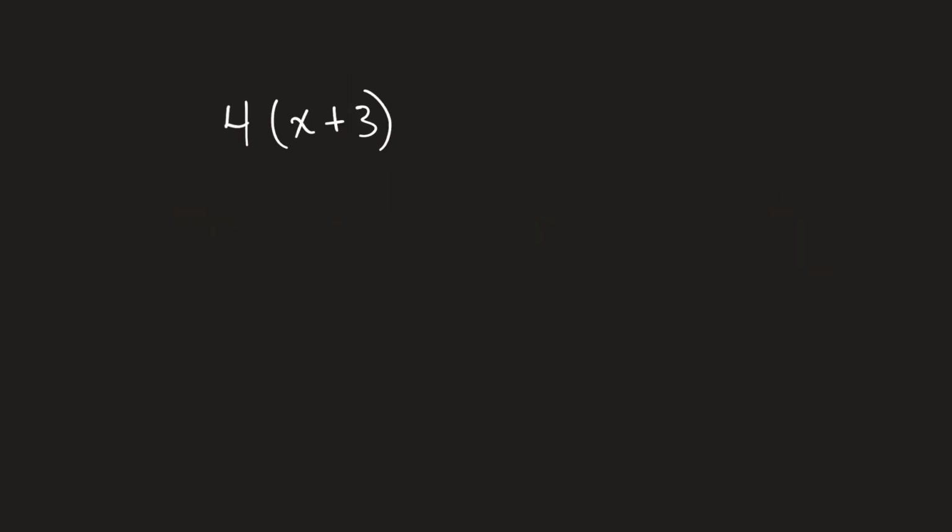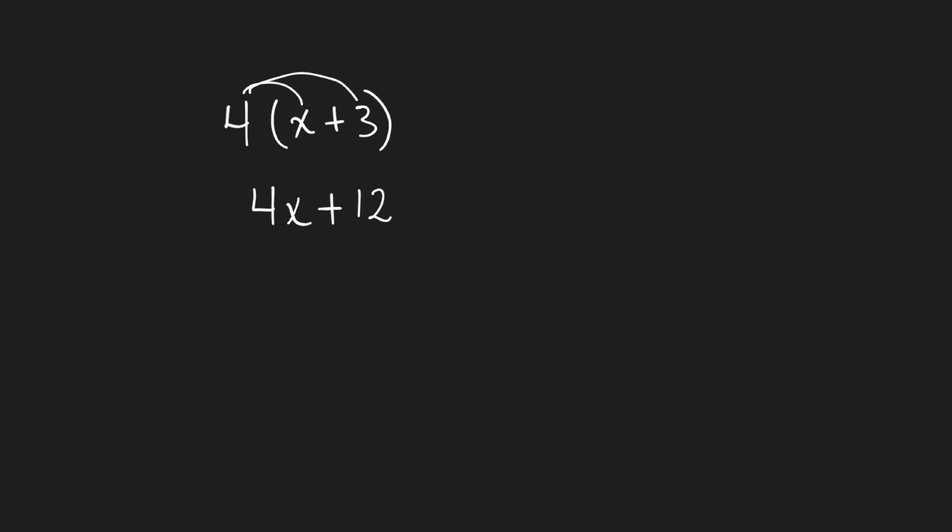Now, the next type of expression that we might be asked to simplify is something like this. We have 4 times the quantity x plus 3. That means we have 4 times everything inside the parentheses. 4 times x is 4x. And 4 times 3 is 12. And that's a positive 12.